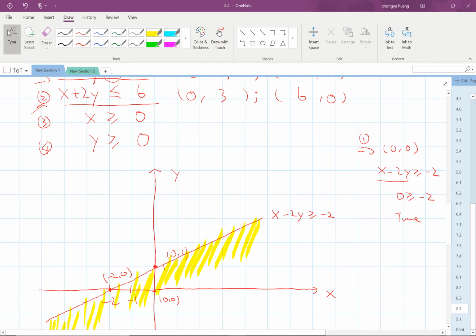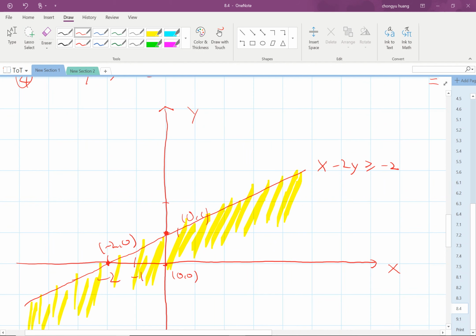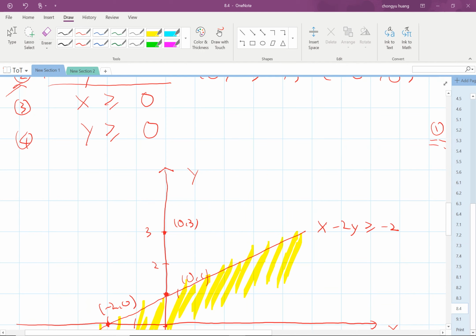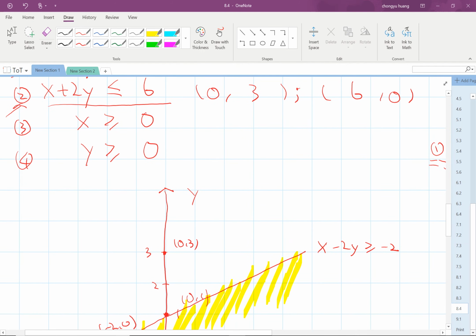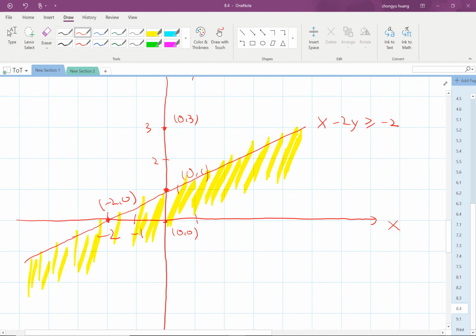So we have 0 and then 3, so (0, 3). There's 2 and then there's 3. 0 and 3 is over here. And we have 6, 0, right? So let me label it 1, 2, 3, 4, 5, and then here is 6. So our point is over here. So this point is 6, 0.